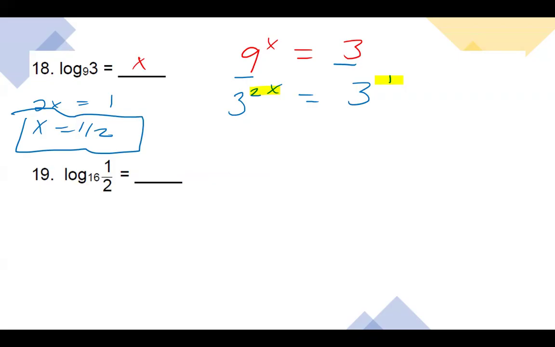Number 19 is going to combine the 17 and 18 strategies together into one problem. If you can do 19, you can do all things. All is a little extreme, but you know what I mean. So this is asking me, 16 to what power equals 1/2? The first thing I'm going to do is change my 1/2 into a non-fraction. To change 1/2 into a non-fraction, it's going to become 2 to the negative 1. Agreed?